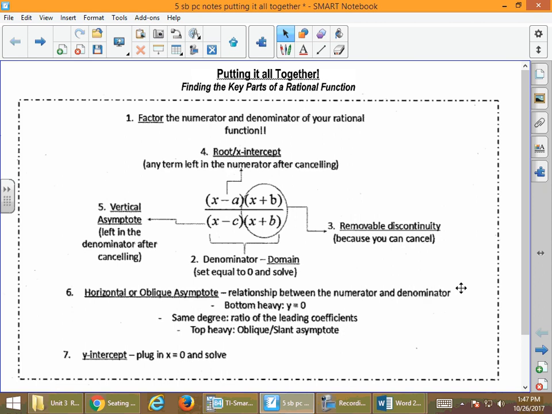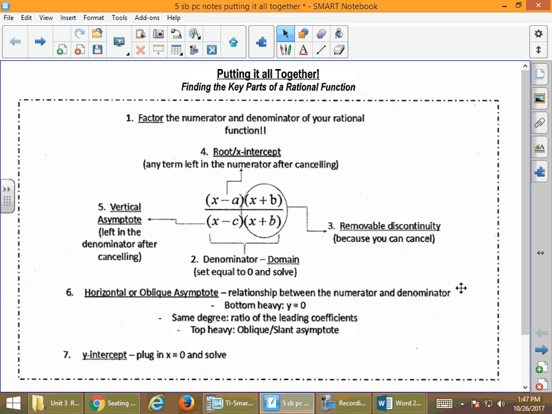Let's look at all the things that we've been working with rational functions. We want to put it all together. First things first, factor the numerator and the denominator. Second part, remember that whatever's in the denominator is going to be excluded from our domain.